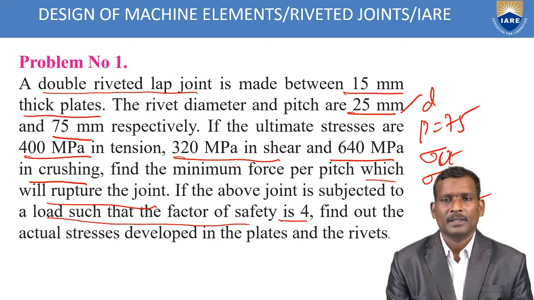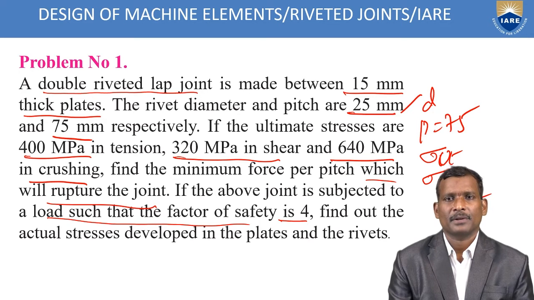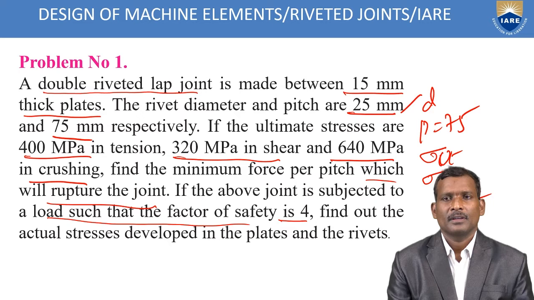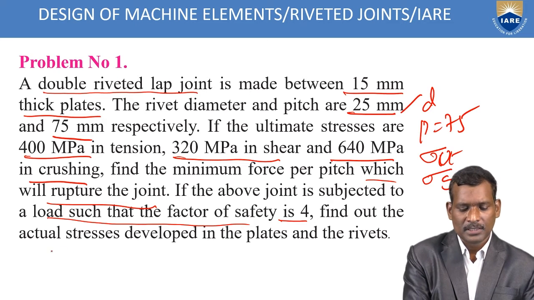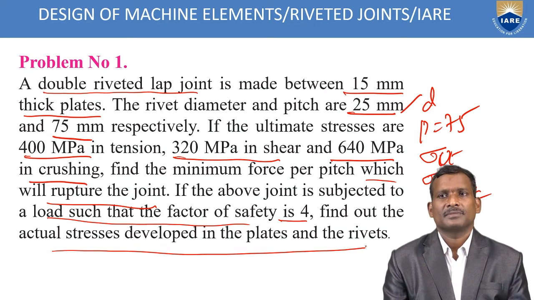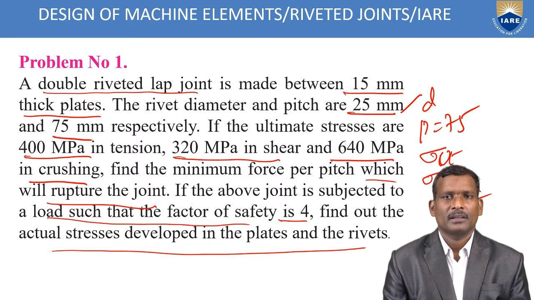So already you know the factor of safety definition. It is a safety factor to avoid failures. You need to take a factor of safety while designing any component. So here also apply this factor of safety for calculating the permissible tensile stress, that is the permissible working stress, that is the actual stress, also called the design stress. Factor of safety is equal to ultimate stress by working stress. So find out the actual stresses developed in the plates and the rivets. So first calculate the minimum force per pitch, and then calculate when the above joint is subjected to load so that the factor of safety is 4, and also calculate the actual stresses.